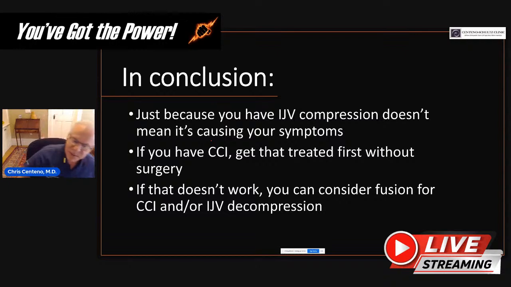So I know this is a little bit longer than I normally do, but this is such an important concept. I want to make sure that everyone understands that just getting a CT venogram that shows that you have some IJV compression is not the end of the world. And it certainly provides another piece of helpful information, but it is not a rationale for an immediate surgery to open that up. So I'm going to go take some questions now.